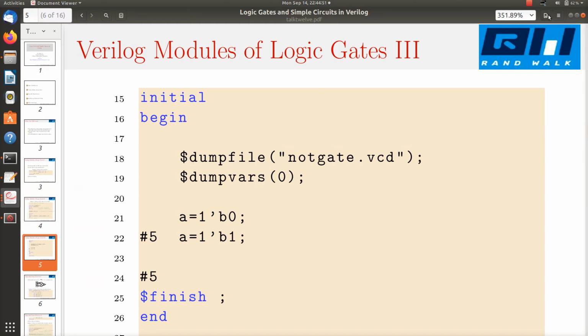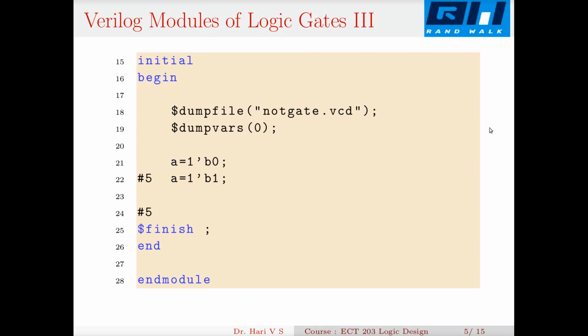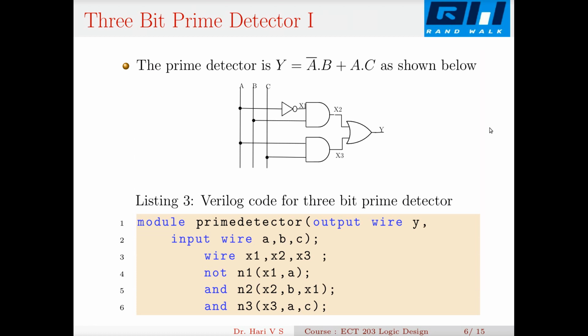So let me continue with this presentation. Now let us think about the old 3-bit prime detector. This we saw twice before, one with the algebraic reduction and one with the K-map reduction. We designed this so that the function is Y = A' B + A C. So this is the way the circuit looks.